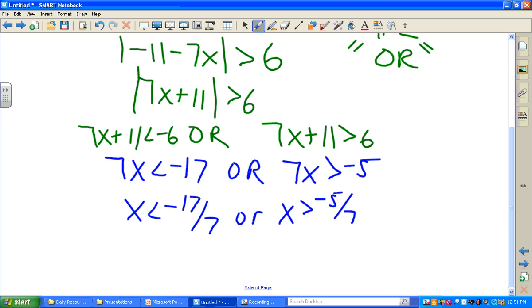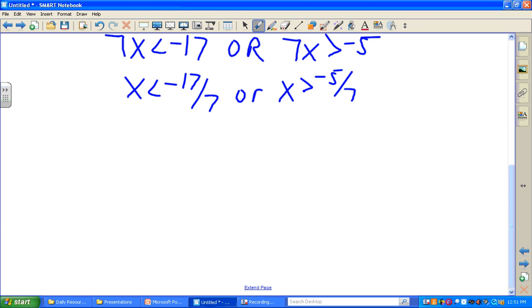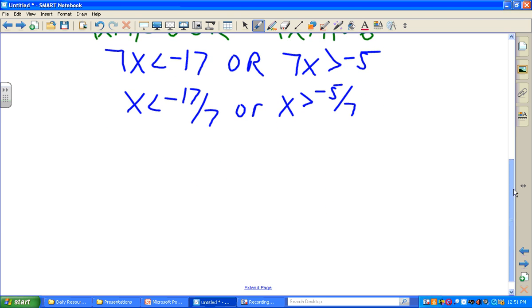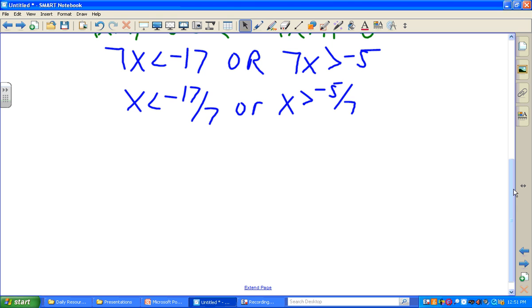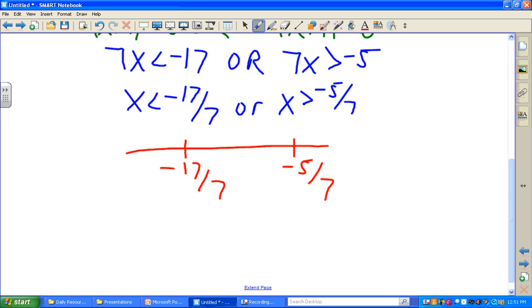Do you want to go to the number line or straight to the interval notation? Number line? I say number line. Notice I didn't ask how many don't care. Negative 17 sevenths. Negative 5 sevenths. Less than means open circle and arrow to the left, right? And negative 5/7 means open and arrow to the right.